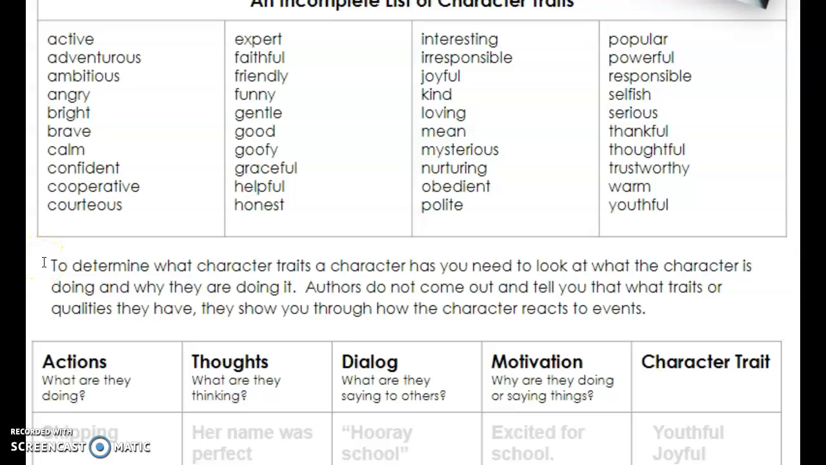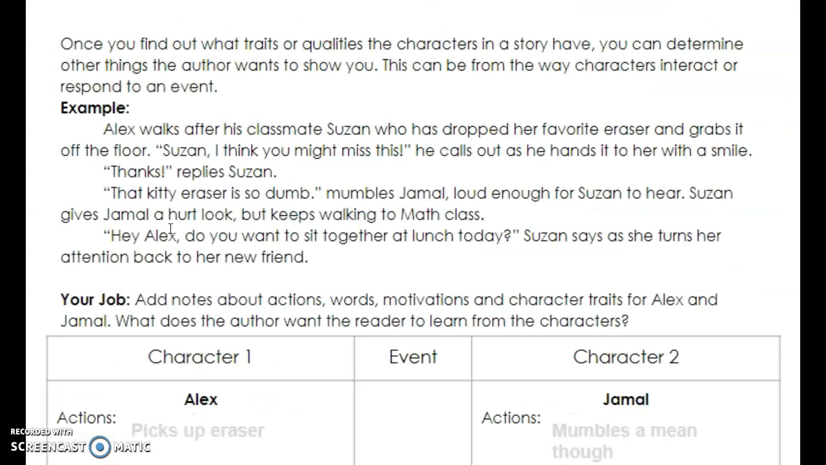What we're going to do to determine what character traits a character has, you need to look at what the character is doing and why they are doing it. Authors do not come out and tell you what character traits or qualities they have. They show you through how the character reacts to events in the book. So we're going to use Chrysanthemum as an example.